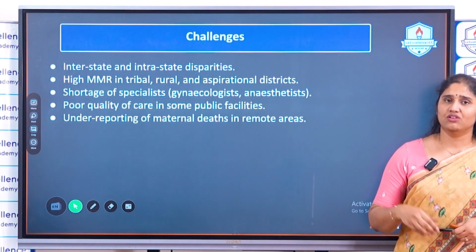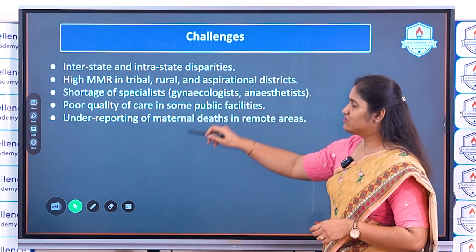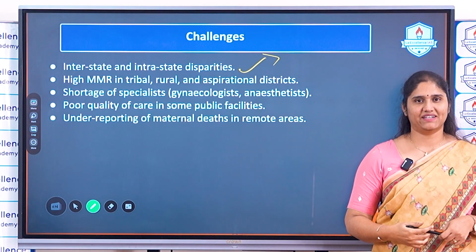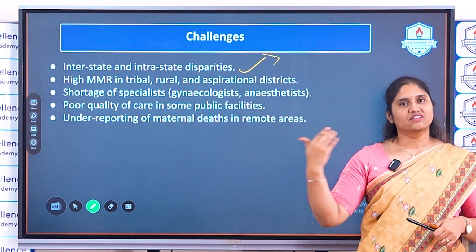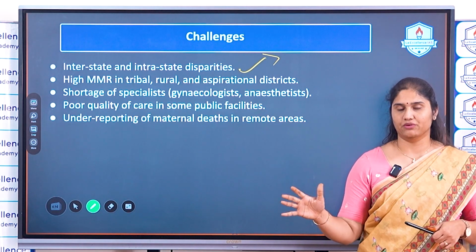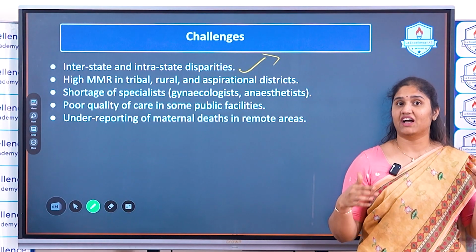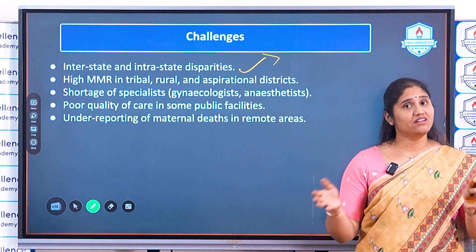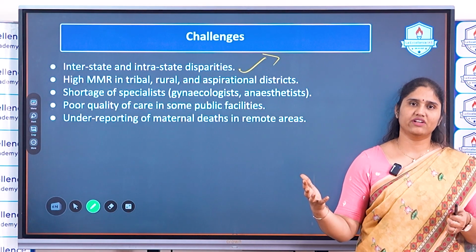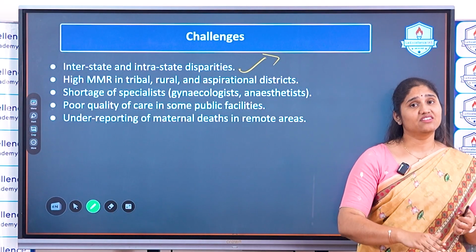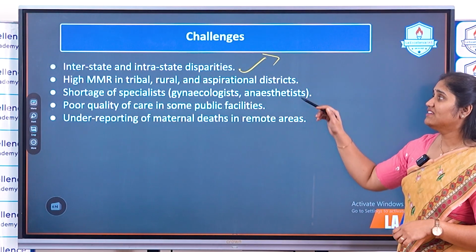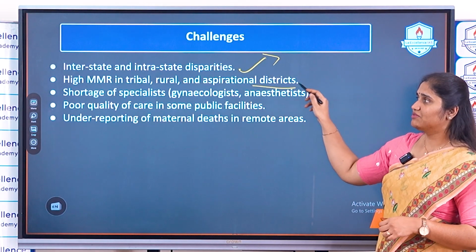What are the challenges? Let's see what challenges are present. The first one is that there are large interstate and intrastate disparities. As we have observed, in some states the MMR is far below 70 and has already reached SDG target 3.2, but at the same time some states have a very high MMR. Even within states, in urban areas we usually find a lower MMR, whereas in rural India and the tribal regions we have a large amount of MMR. Second, high MMR in the tribal, rural, and aspirational districts.